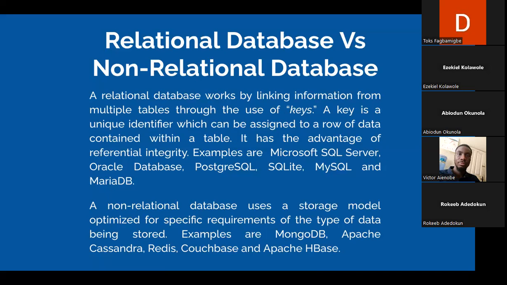For a non-relational database, it does not concern itself with relationships or anything. It just wants to receive data and store it. It doesn't want to know if you are related or not. It has its own separate use. It does not deal with, okay, I am related to this. I'm not related to any other people. I'm just on my own. And then we have different examples of non-relational databases. We have MongoDB, Apache Cassandra, Redis, Couchbase, Apache HBase.